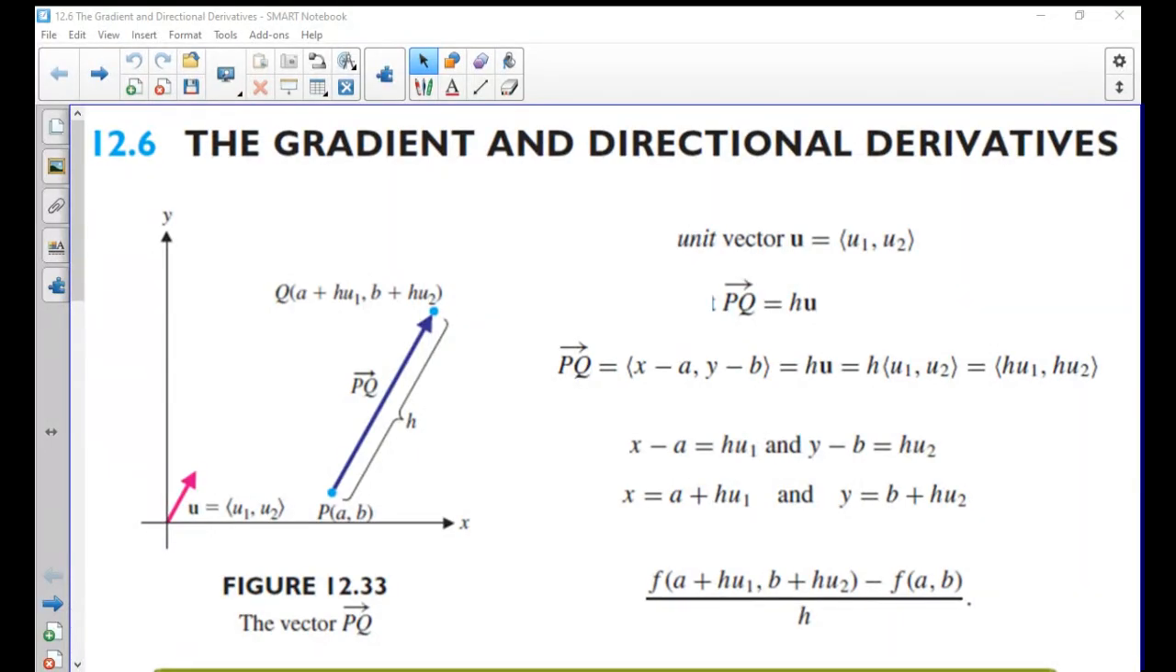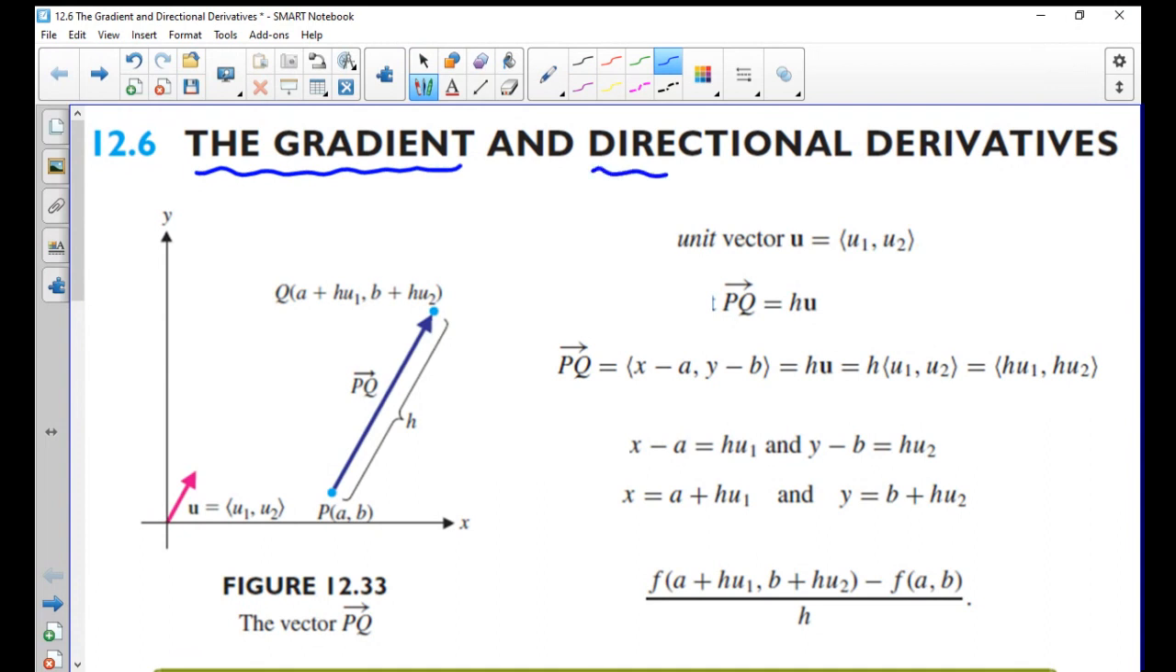Okay, girls. So let's have a look at this section 12.6, where we will look at the gradient. What exactly is a gradient of a function, and also how to calculate the directional derivatives. How do we find the directional derivative of a function? So two things that we will have a look at.